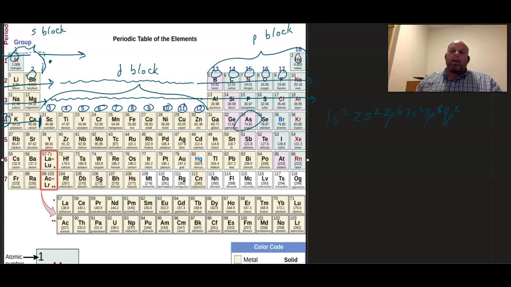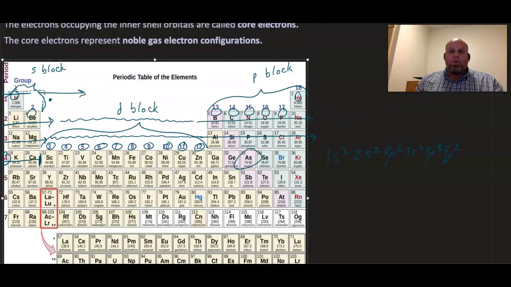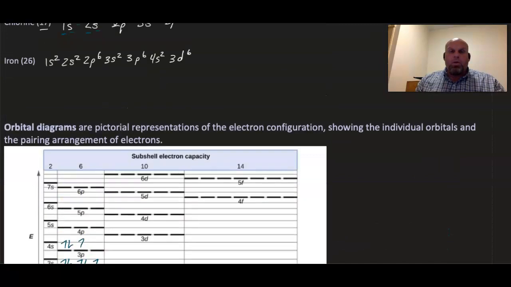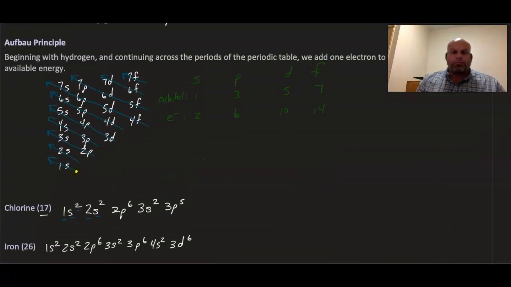If I go back to where we started, you'll see that after 3p, we fill, and I follow the arrows here, we fill 4s. Then after 4s comes 3d, and then after 3d comes 4p. So sandwiched between 4s and 4p is 3d.